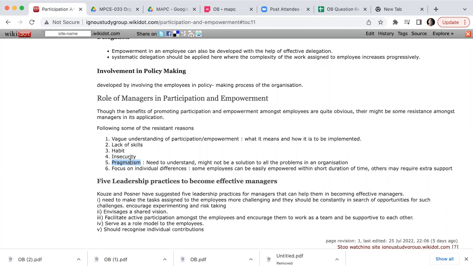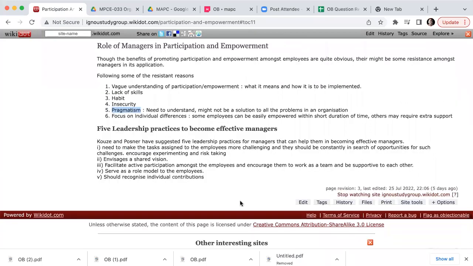And you should also understand individual differences. You need to know people. If I involve this person, he will be competent and he will also be happy. I need to know that. Not everybody is the same. So you need to understand individual differences, and wherever people need support, the manager should support them. That is exactly the role of managers in participation and empowerment, which is a very important question.